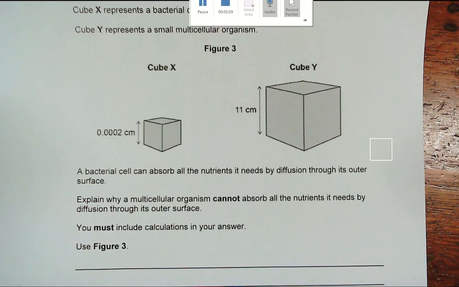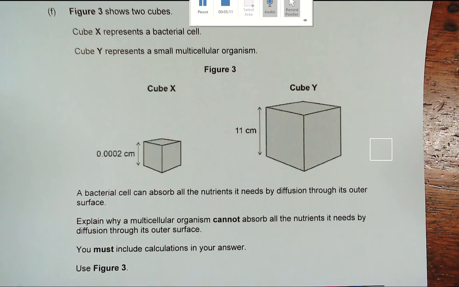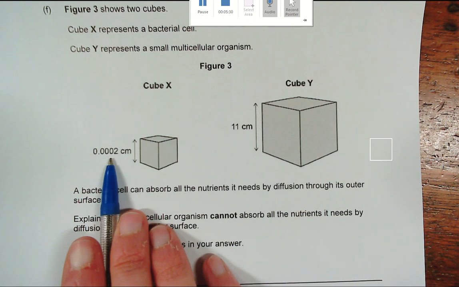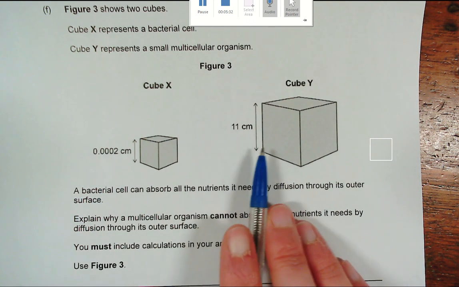So let's look at another example. Again, we've got two cubes, which is really common in questions like this. This time we've got a bacterial cell, cube X, which is very small, and cube Y, which is a multicellular organism, which is going to be bigger than a bacterial cell. And we can see there's quite a big difference in these numbers here, so 0.0002 versus 11.